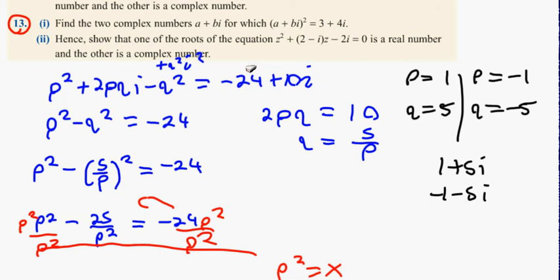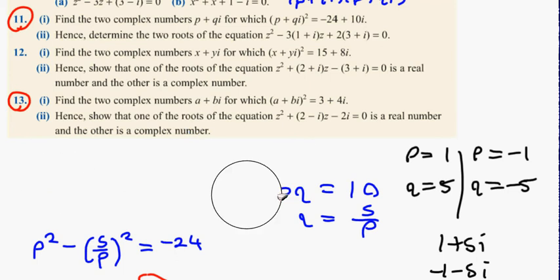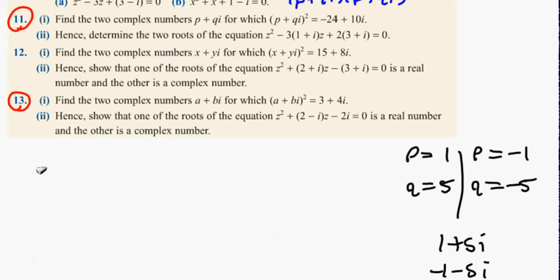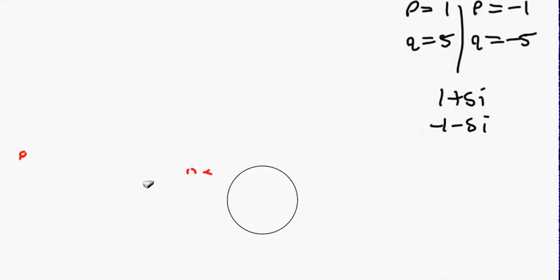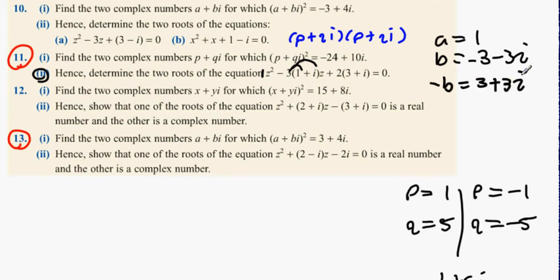Okay, so next thing on question 11. Hence determine the two roots of the equation z squared minus 3 times (1 plus i) times z plus 2 times (3 plus i). That next part of the question, the hence, is actually a minus b formula. So a equals 1, b equals minus 3 minus 3i. Therefore minus b is 3 plus 3i, and then c is going to be 6 plus 2i.